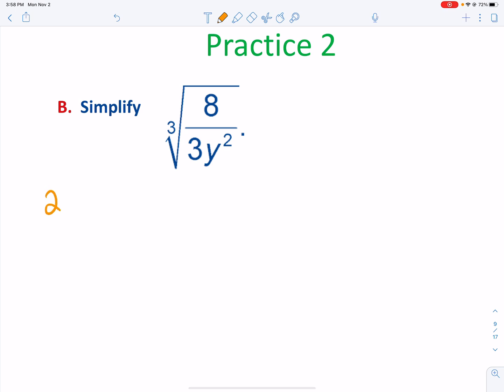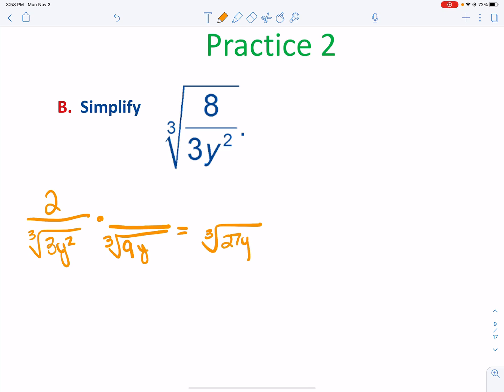Well, that's 2. I'm going to simplify that. And then this would be the cube root of 3y squared. So I need to figure out what I would multiply by so that it's a perfect cube. So 3 times 9 is 27, and that's a perfect cube. Y squared times y would be y cubed. And so when I multiply that, that is a perfect cube. So I would just get 3y.